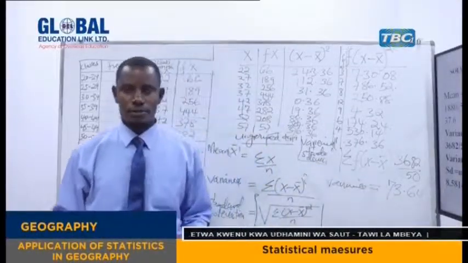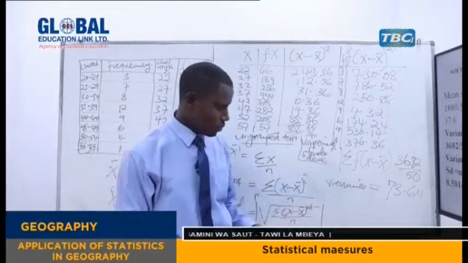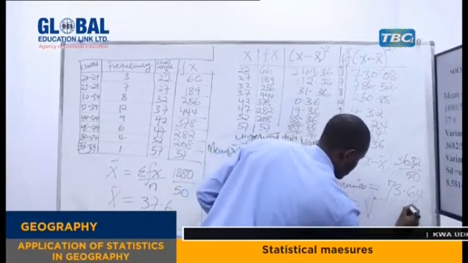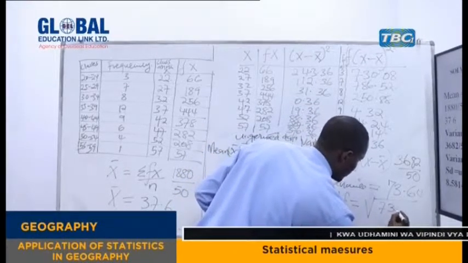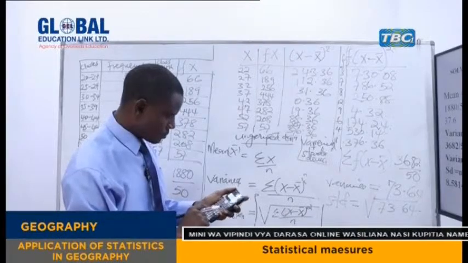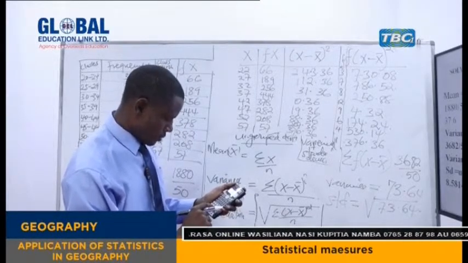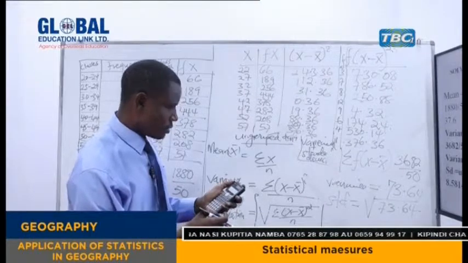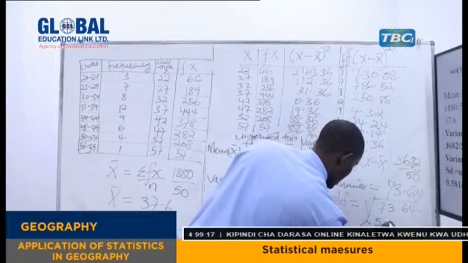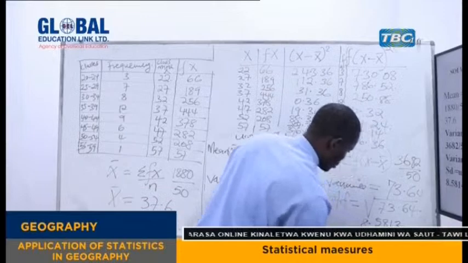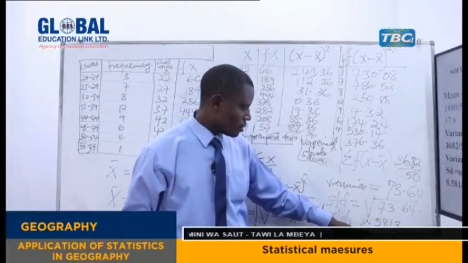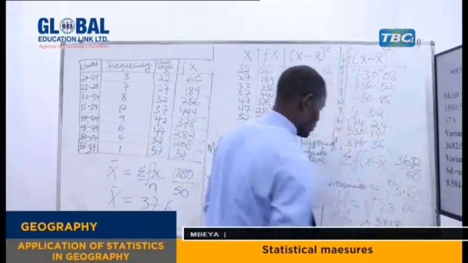But you remember we said if you take the square root of the variance, then we get the standard deviation. So we want to get the standard deviation. It's equal to the square root of 73.64. So if you take your calculator and then take the square root of 73.64, it gives you 8.5813. So this is the standard deviation. Then the variance is 73.6.